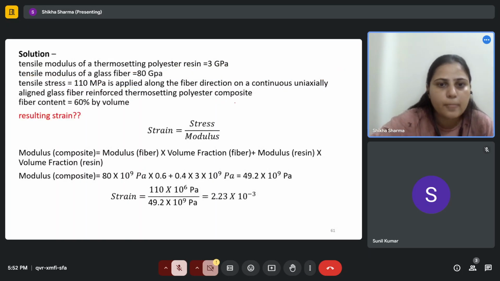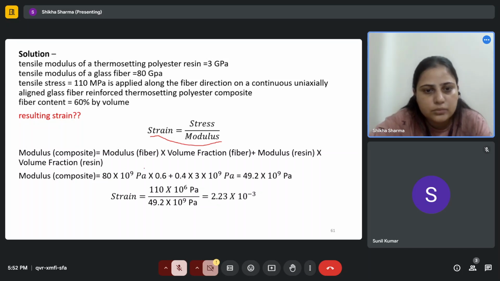So strain is nothing but stress divided by modulus, right? In this we already have the stress as 110 megapascal tensile stress, and for calculating the strain we need to have the modulus value, right?